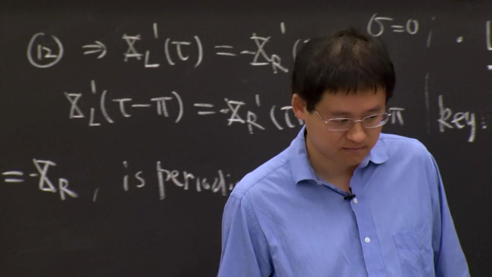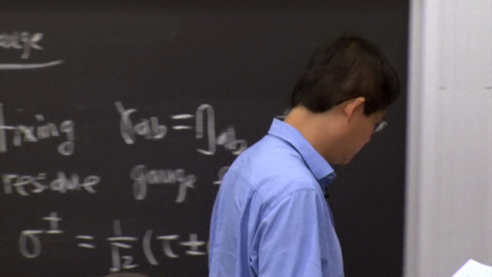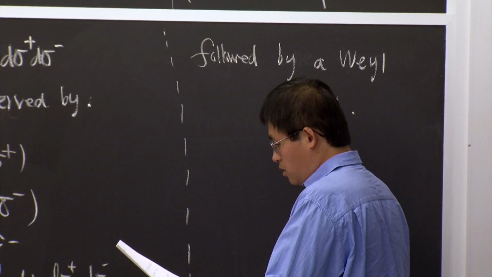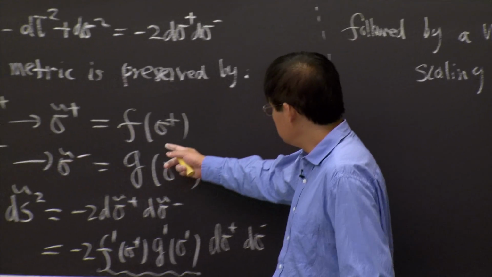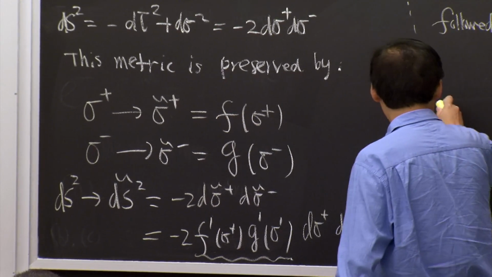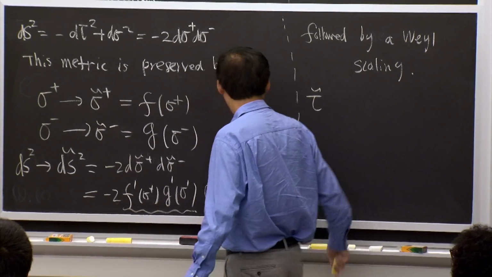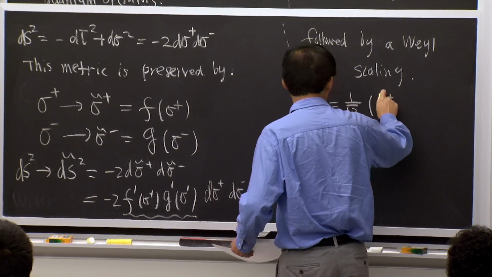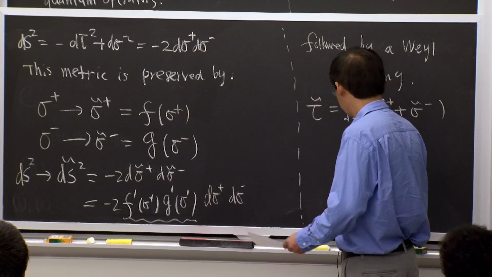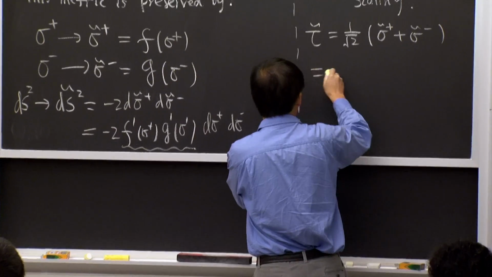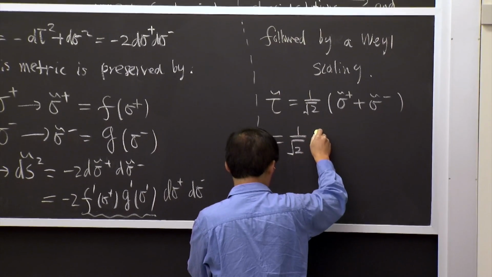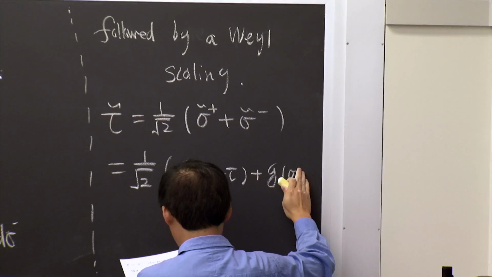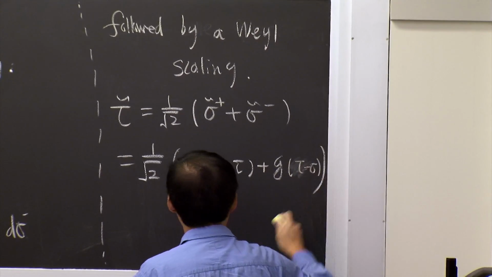So now we can use this freedom to do something good for us. In this new coordinate, tau tilde, we have the form of the square root of sigma plus tilde plus sigma tilde minus, so these have the form 1 over 2 of f of sigma plus tau, and g is sigma minus tau, say tau minus sigma. So I have this form.